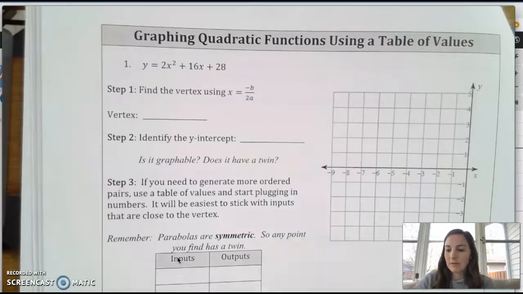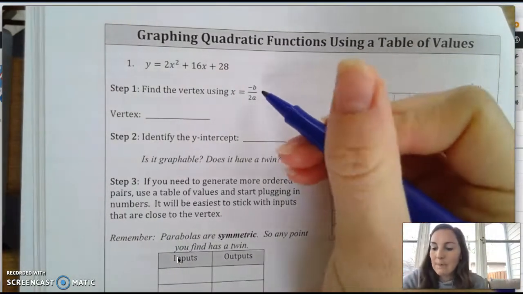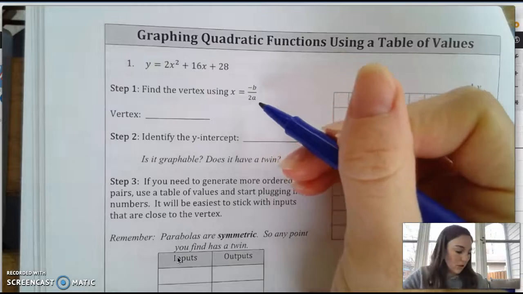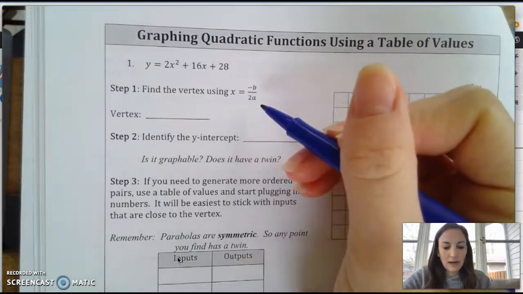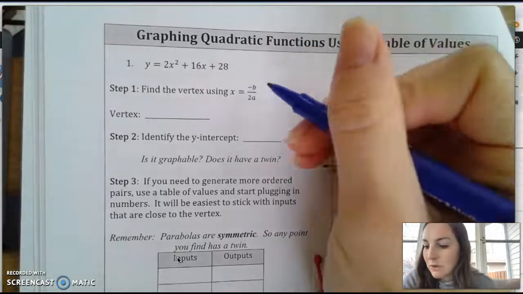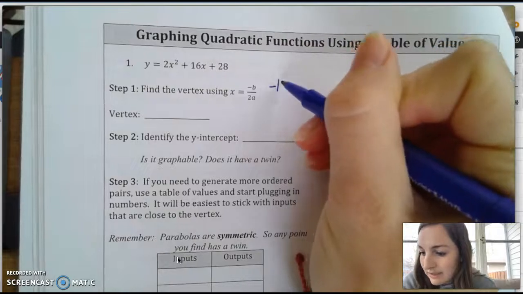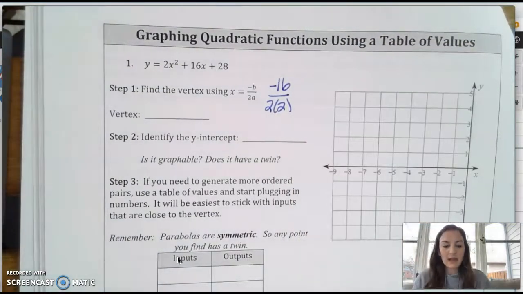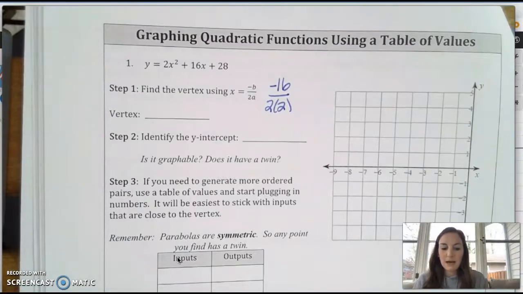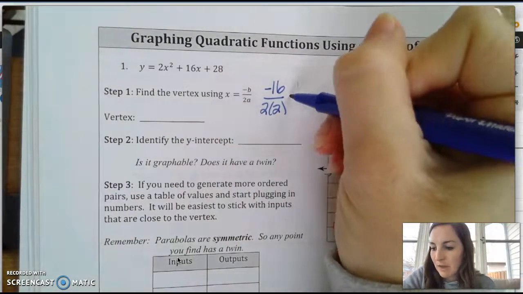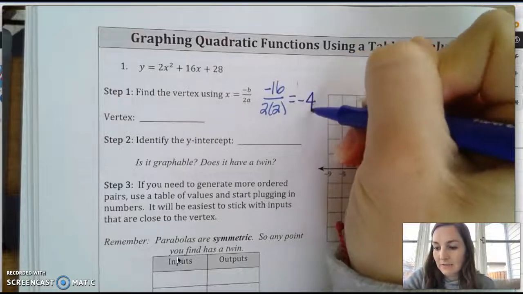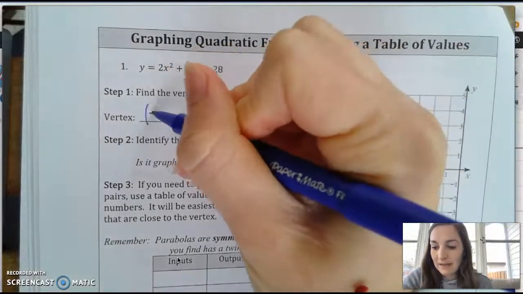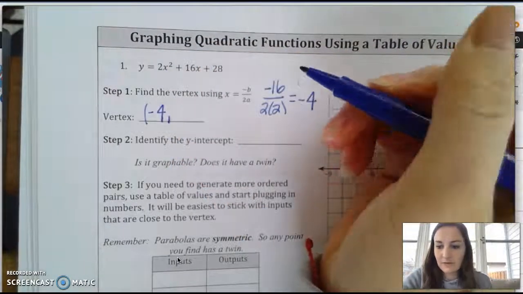So let's start with the vertex here. Good practice. We're doing the opposite of b divided by 2a. So opposite of b over 2a means I'm going to do -16 divided by 2 times 2. And guys, per usual, remember, I'm going to go at a pretty steady pace, so pause, go back if you need to. When this simplifies, I'm going to get -4. So my x value of my vertex is -4.